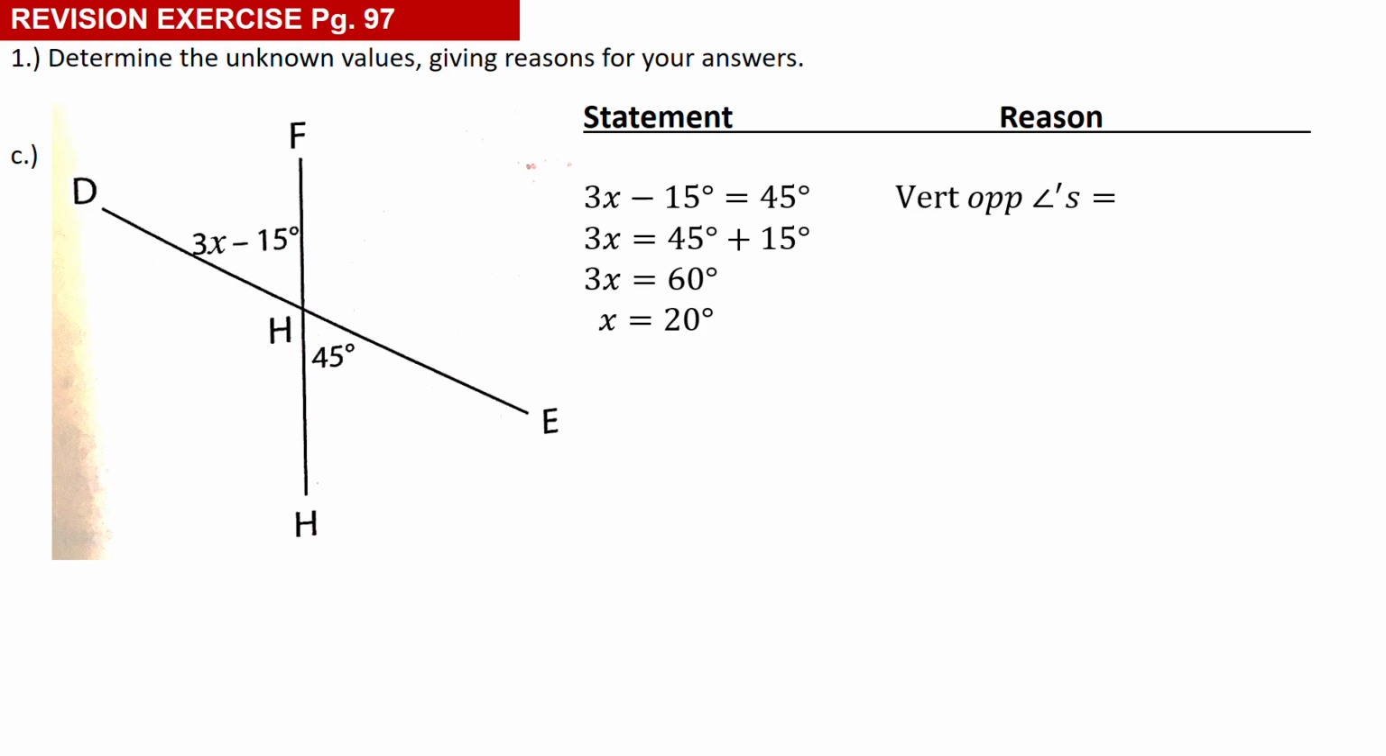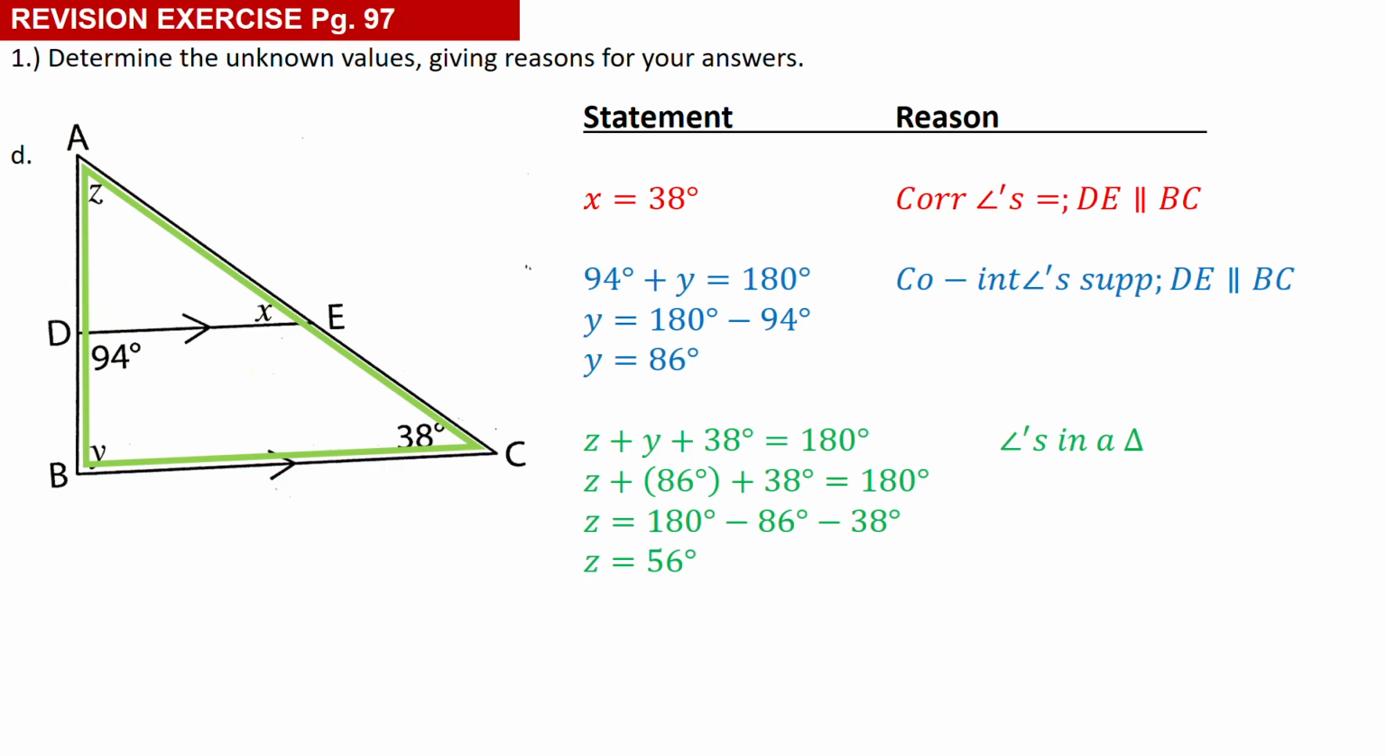Alright, then the last one of this video is this one over here. It says determine the unknown values giving reasons for your answers. Okay, unfortunately this whole thing has popped up, but I started by working out what x was equal to, and I used that F shape there. So x is equal to 38 degrees. Corresponding angles are equal. There's my parallel lines that I used, DE and BC.